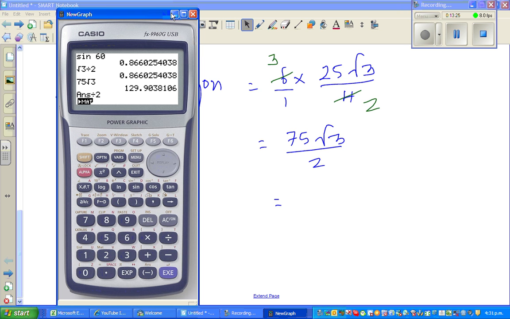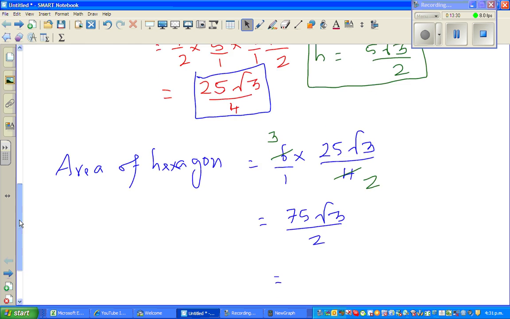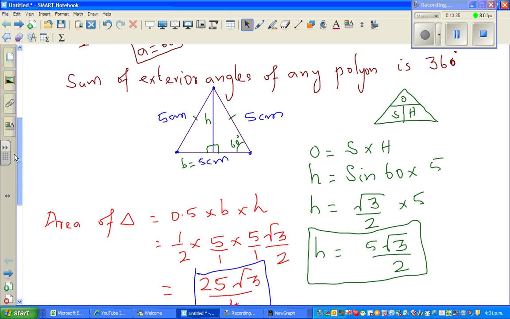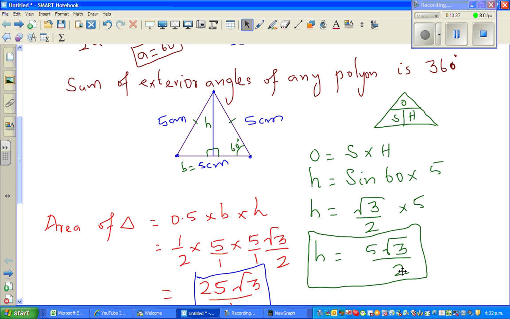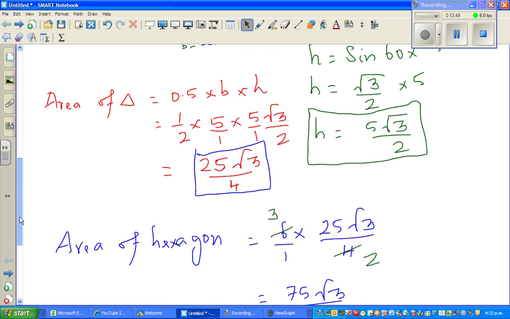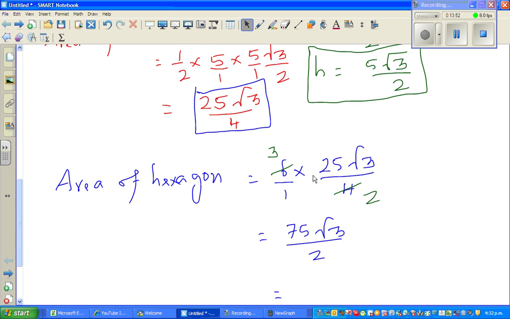Am I doing something wrong here? Just to confirm, let me check. Root 3 over 2, yes, hypotenuse is 5. There's nothing wrong here. The area of a triangle with base 5 is 25 root 3 over 4, that's right. And you've got 6 triangles, so multiplying by 6, 2 times 3 is 6, and 2 times 2 is 4. 25 times 3 is 75. I think I'm right.